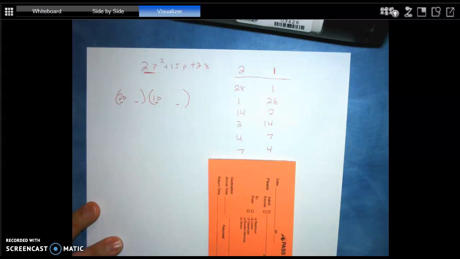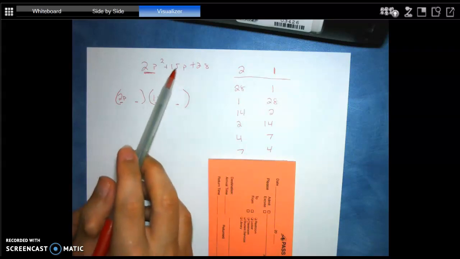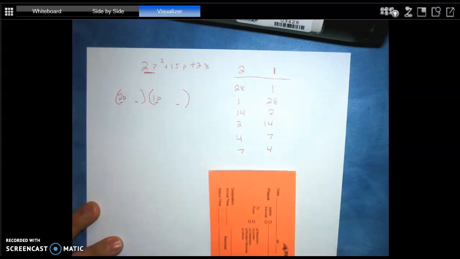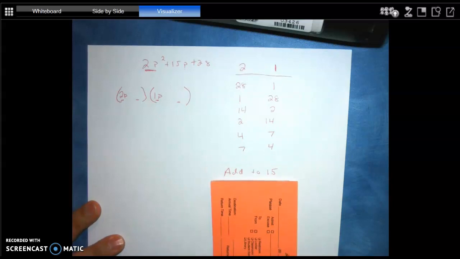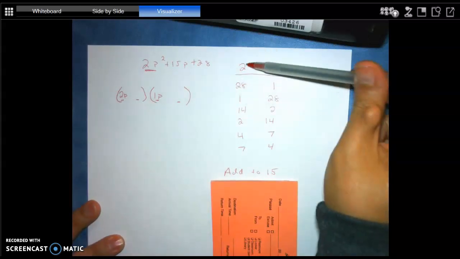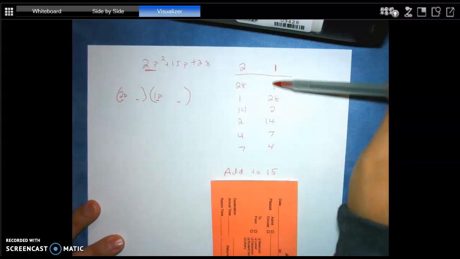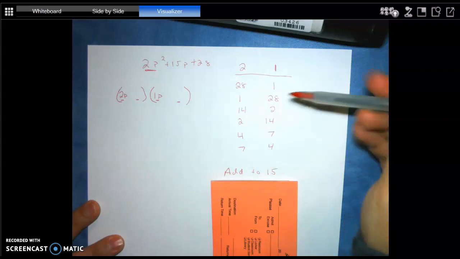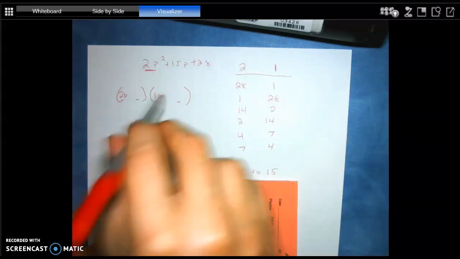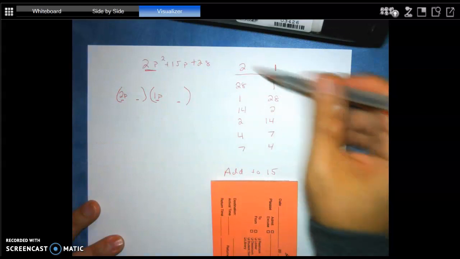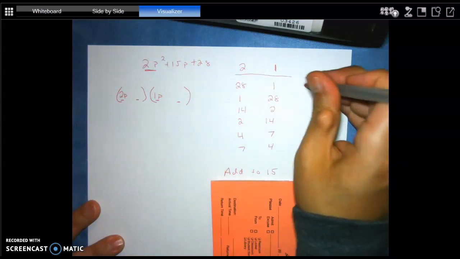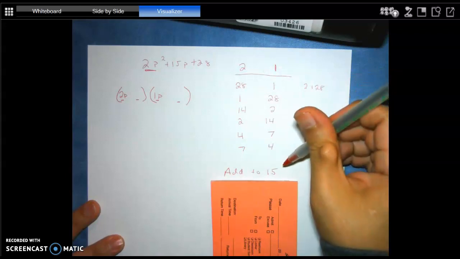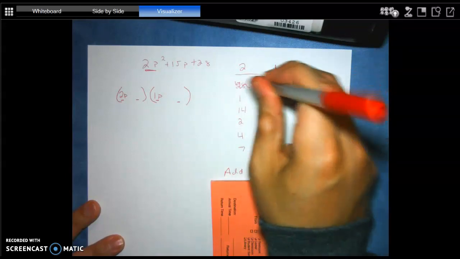So it's one of those combinations, and the key is, remember, after I do the double distribution, they have to add to positive 15. So that's the information I'm given. It's going to be one of these pairs, and the pairs have to add to 15. So I'm going to check, because we're going to be doing distribution here. I'm going to do 2 times 1, which is 2, plus 1 times 28. Does that give me 15? No, so it's not this one.